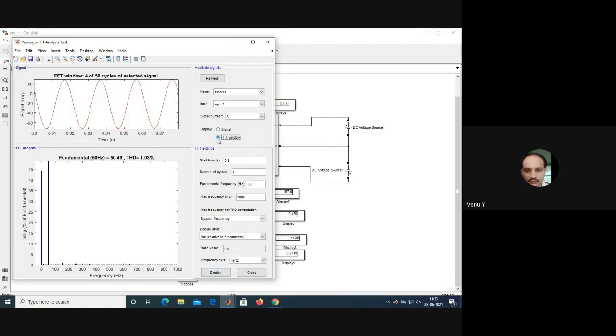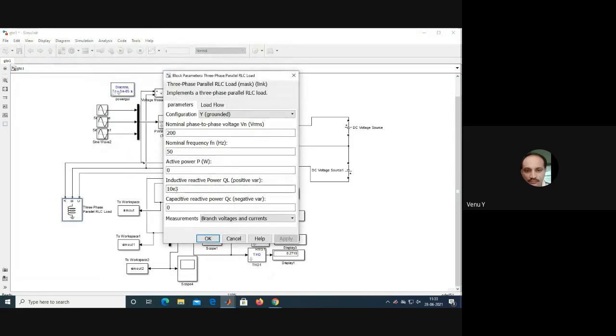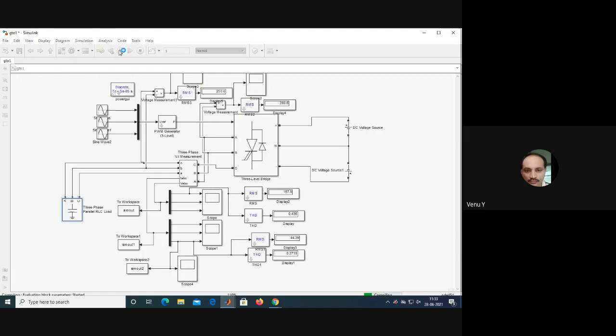For reactive load, the harmonics were absent in the current waveform. Of course, it is present in the voltage waveform. Okay. Now let us go to capacitive load. Now run the simulation.